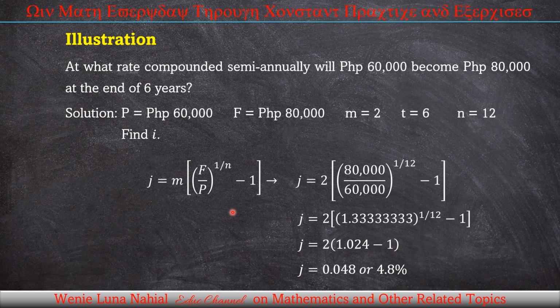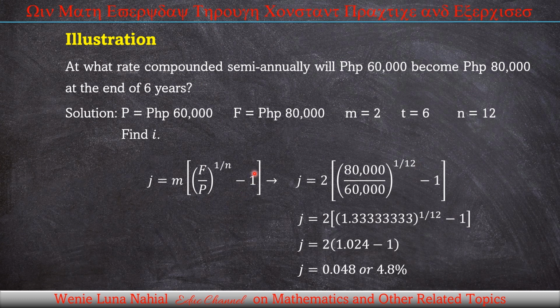Now let's have this illustration. At what rate compounded semi-annually will 60,000 become 80,000 pesos at the end of 6 years? So our goal here is to determine the interest rate such that this principal amount, 60,000 pesos, will become 80,000 pesos at the end of 6 years. Since it is compounded semi-annually for 6 years, our total number of conversion periods is 12.